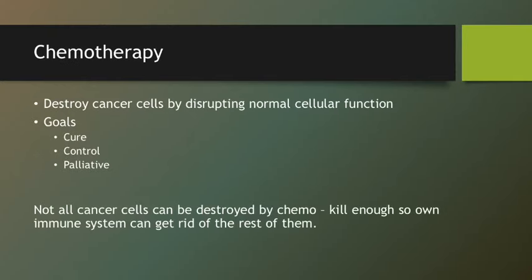All right, then chemotherapy, same problem. They disrupt normal cellular function and proliferation. So the problems that arise occur because it also kills healthy cells. And again, you have this cure, control, and palliative goals for treatment. Now, chemotherapy won't kill all the cancer cells, but hopefully it will kill enough that the immune system can kill the rest of it and keep it under control.